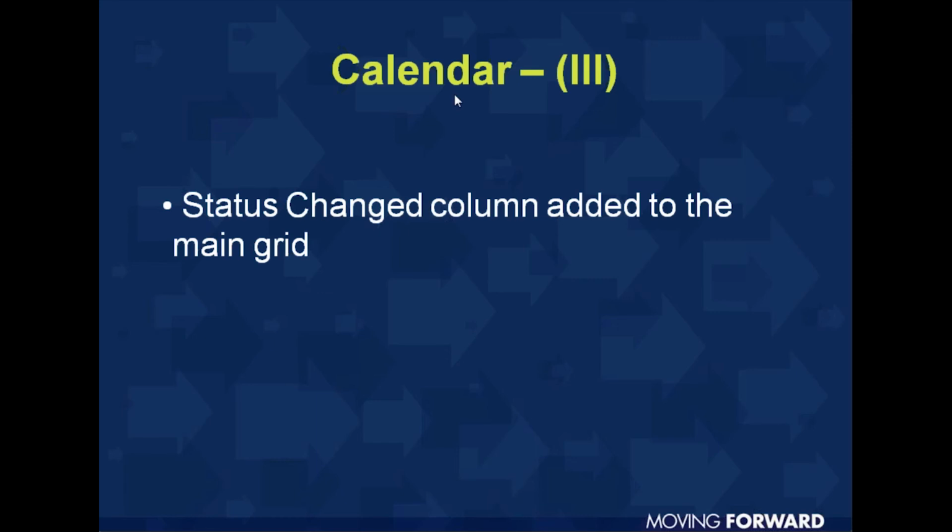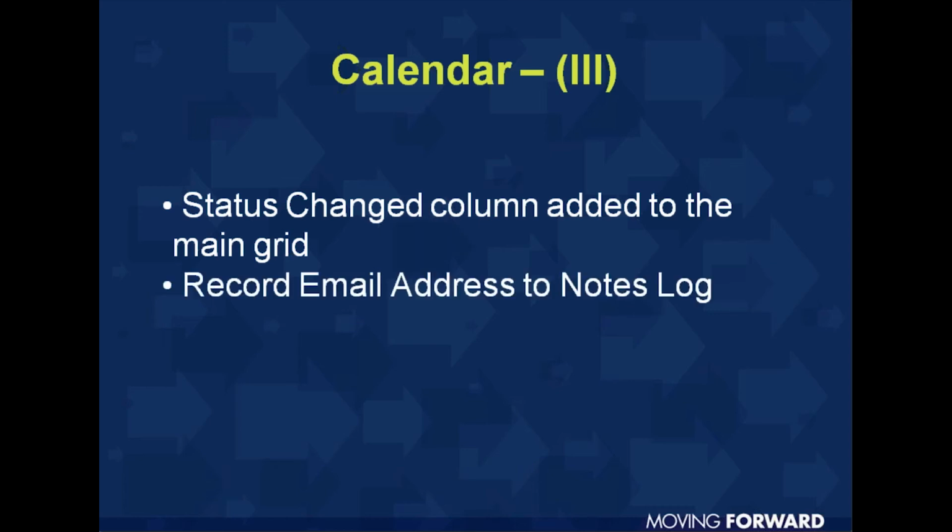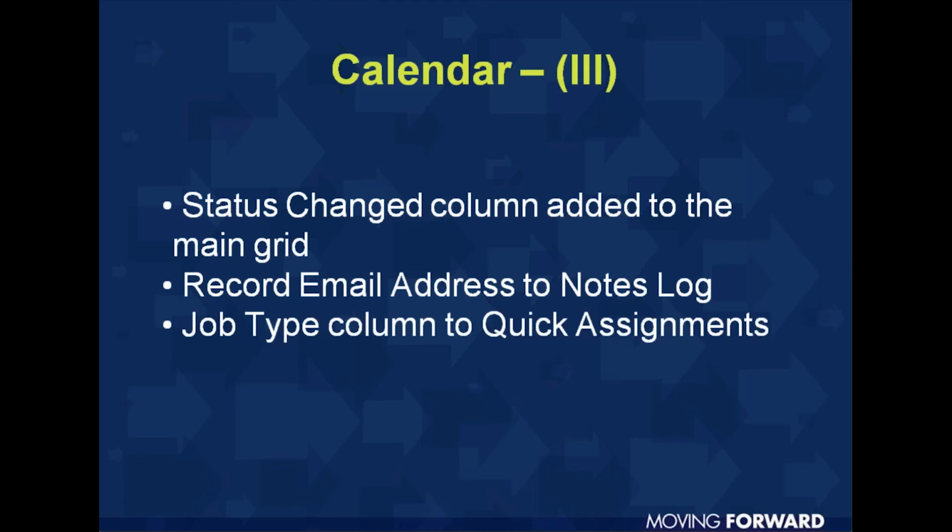We've added a new column to the main view of the calendar manager that will display the date and time that the current status was changed to. When emailing confirmation letters and resource worksheets, an automatic note is added to the notes log of that job, noting who the email was sent to. It will actually display the email address. A new column has been added, so you can now distinguish between what type of resource you need to assign to a job based on the job type using quick assignments.